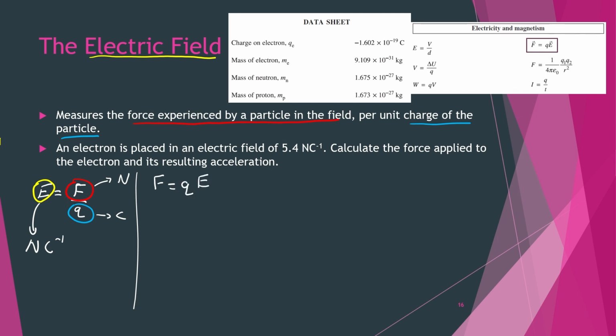And before I begin, I'm just going to identify all relevant data to solve the question. So first off, Q in this equation is actually QE, the charge of an electron, which is given in our datasheet and is -1.602 times 10 to the -19 coulombs. The other known value that we have is E, which is the electric field, again describing the force experienced by a particle when it's placed in the field per unit charge. E in this case is 5.4 newtons of force experienced for every coulomb of charge. With this data, I can then substitute and calculate for the force experienced by the electron.